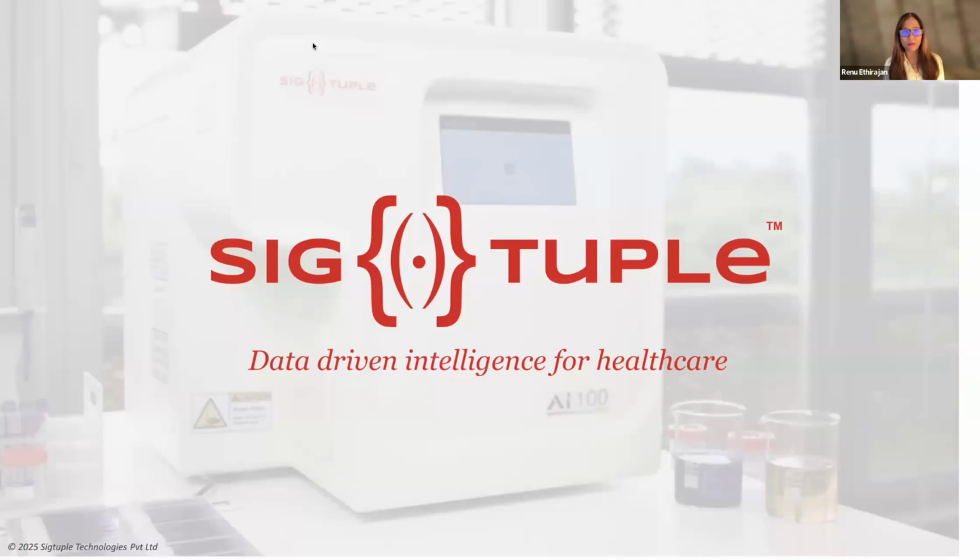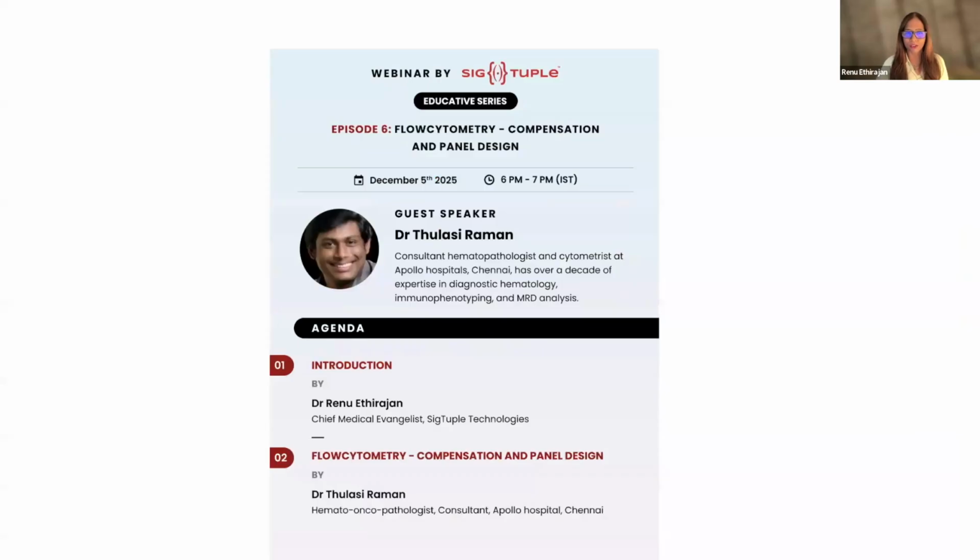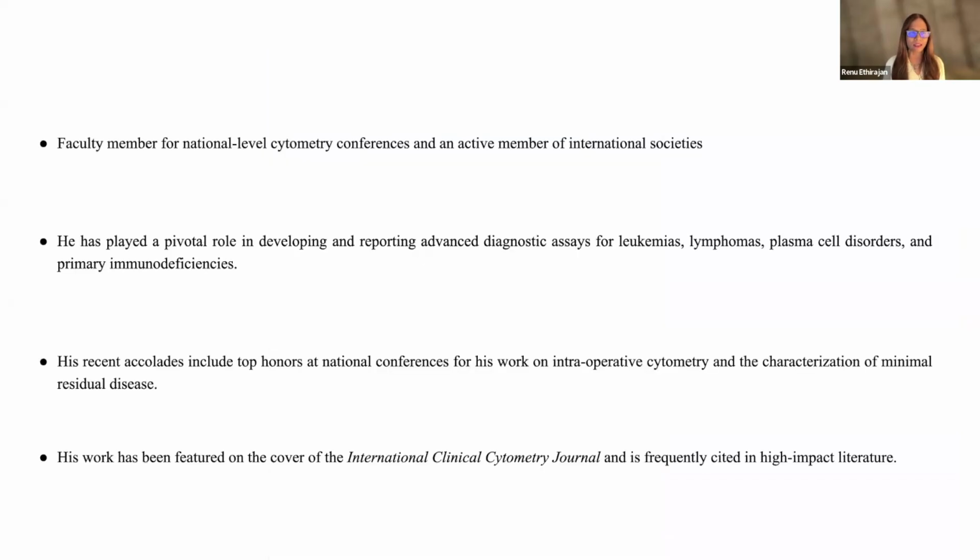SigTuple, as you know, is a company that engages with optics, robotics, and data science to create pertinent solutions in digital pathology. It's going to be a very invigorating, refreshing session today. So without any further ado, I would like to give it over to Dr. Thulasi Raman. You will be hearing him for the next 1 hour or probably a little more, as it's going to be a very interesting and detailed session on flow cytometry, compensation, and panel design.